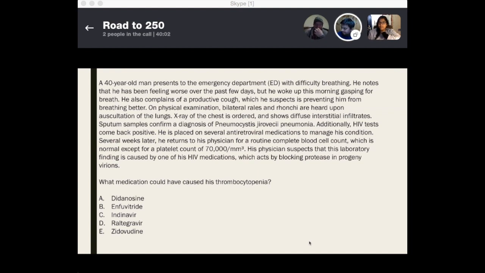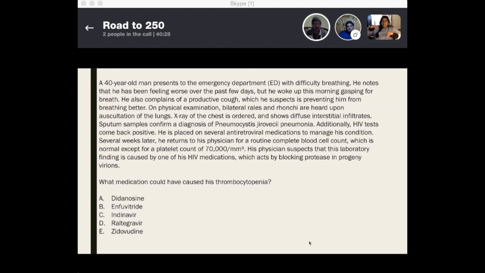Several weeks later, he returns to his physician for a routine complete blood cell count, which is normal except for a platelet count of 70,000. His physician suspects that this laboratory finding is caused by one of his HIV medications, which acts by blocking protease in progeny virions. What medication could have caused his thrombocytopenia?